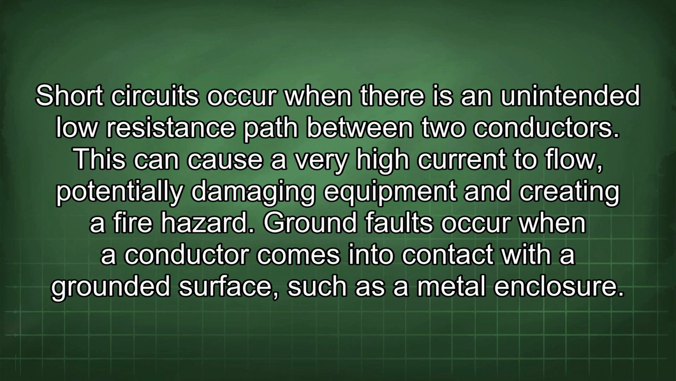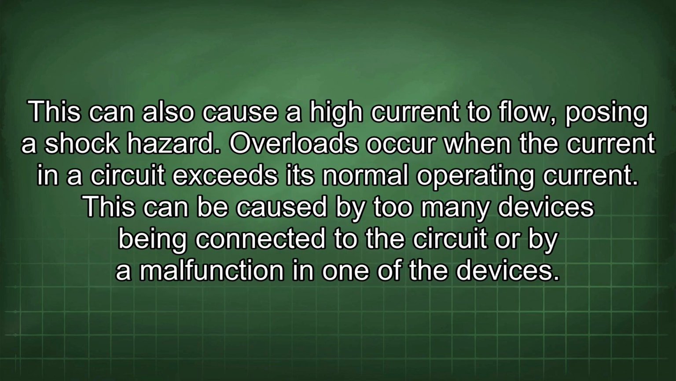Short circuits occur when there is an unintended low resistance path between two conductors. This can cause a very high current to flow, potentially damaging equipment and creating a fire hazard. Ground faults occur when a conductor comes into contact with a grounded surface, such as a metal enclosure. This can also cause a high current to flow, posing a shock hazard.